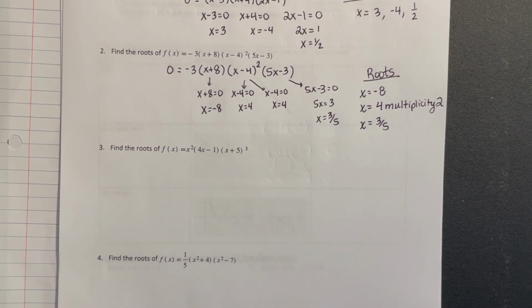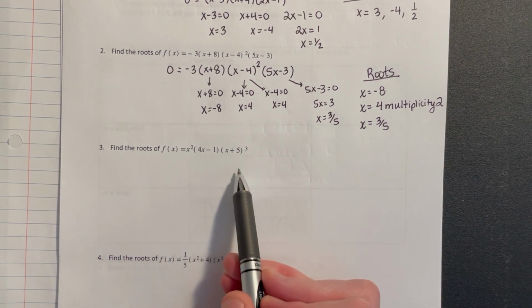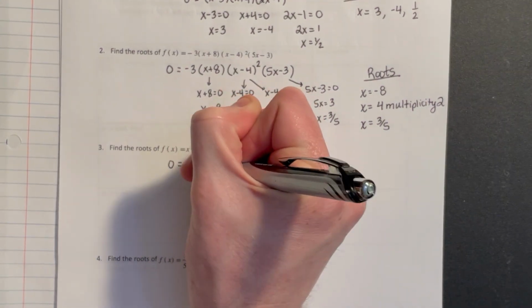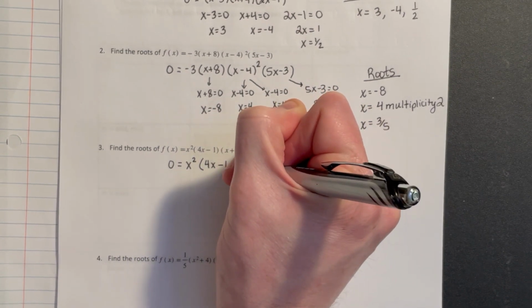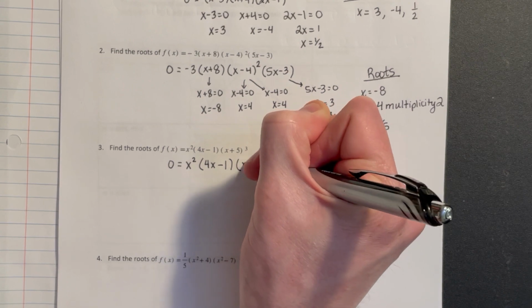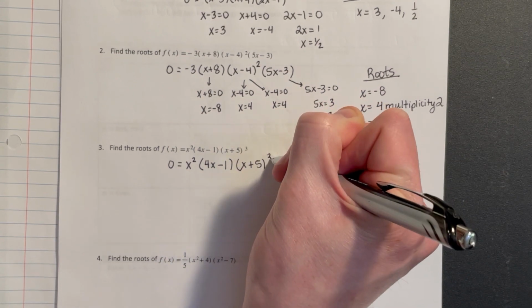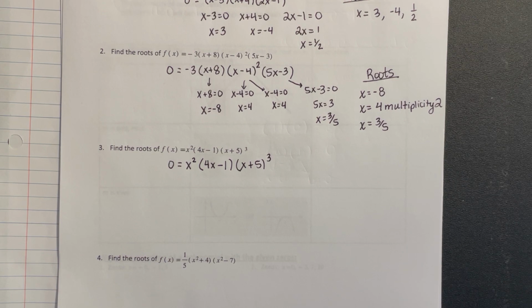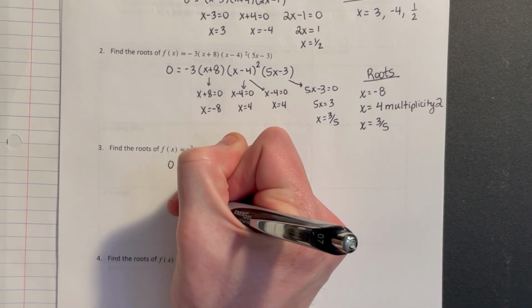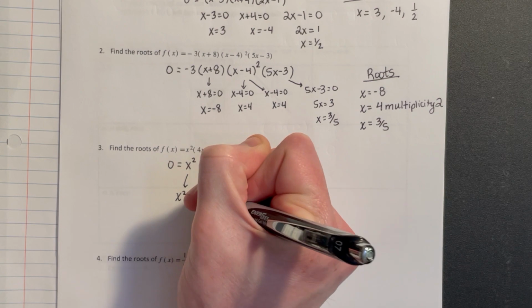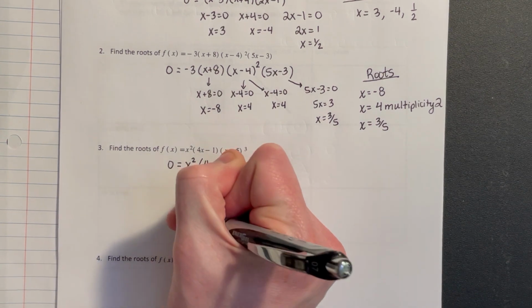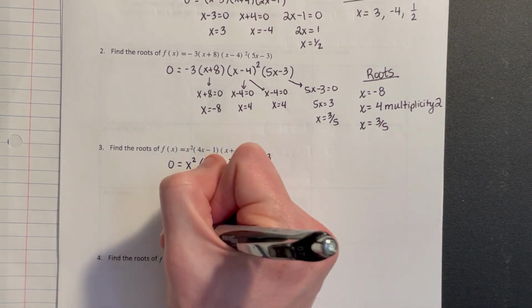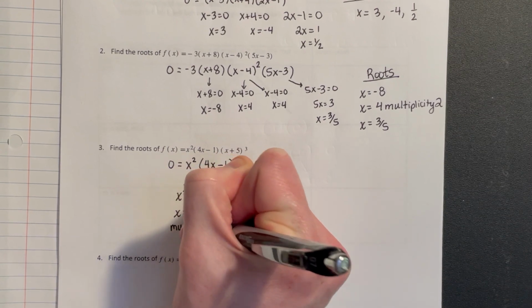For this third one, it's still in factored form. I'm going to set it equal to 0. So 0 equals x squared times 4x minus 1 times x plus 5 cubed. If I set each one equal to 0, this x squared I can set equal to 0, but that could also be a single x times another single x, so x times x equals 0, where you're still going to get x equals 0. There just happen to be two of them, so it's multiplicity 2.